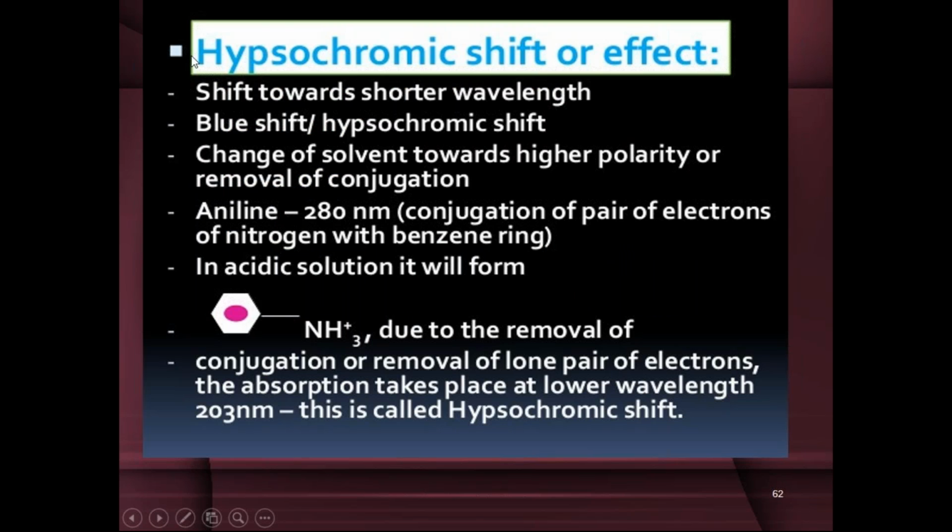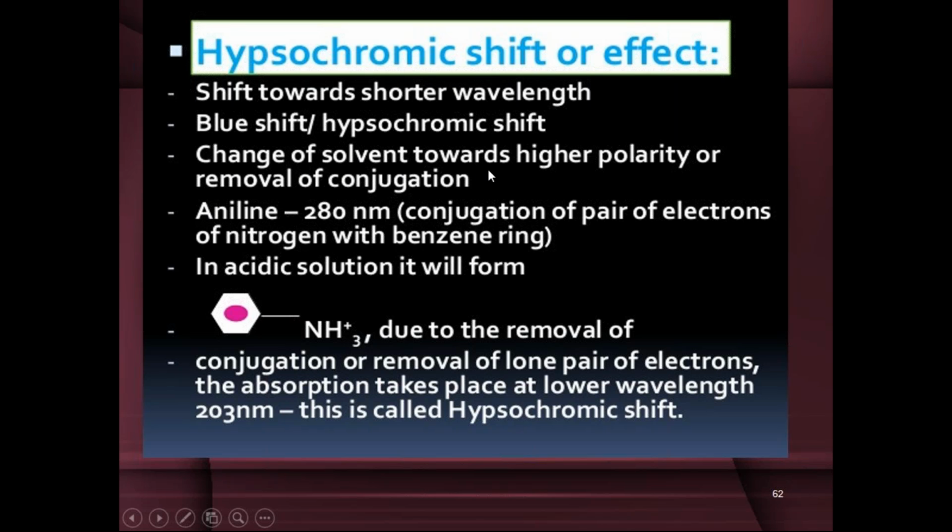The second type of shift is the hypsochromic shift or effect. This is a shift to a shorter wavelength. It's also called the blue shift, and change of solvent towards higher polarity or removal of conjugation will bring about this type of shift. So exactly opposite to what happens in the bathochromic shift.